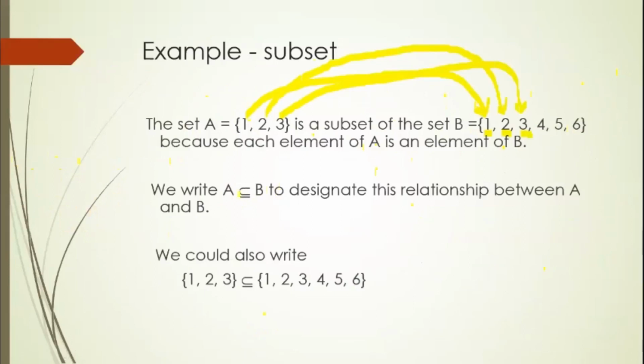Okay, so we can also write it this way. If you are going to refer to the above given, set A contains the following elements, 1, 2, 3. So this is your set A, okay? It is a subset of set B. Okay, so there. 1, 2, 3, 4, 5, 6 are the elements of set B.